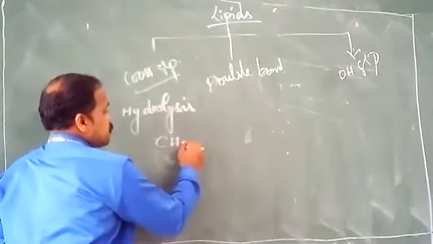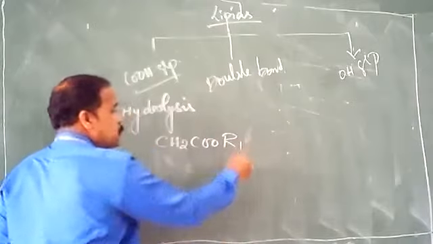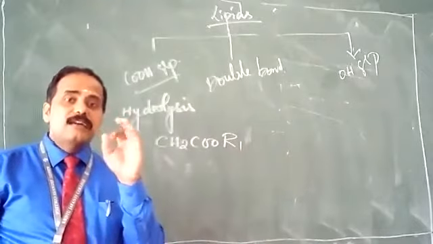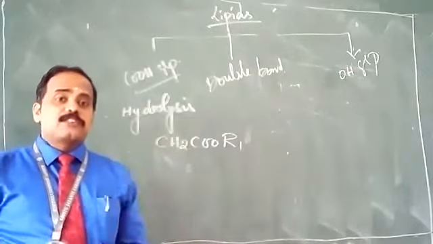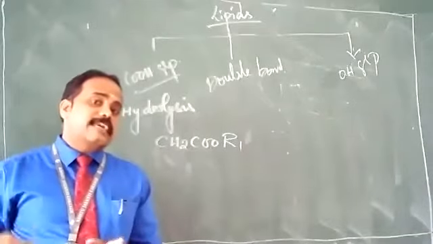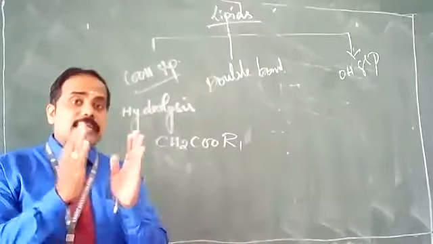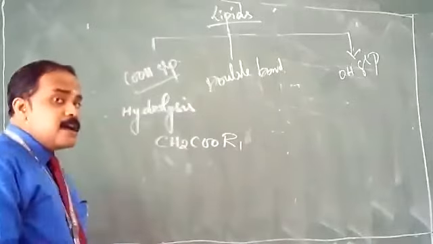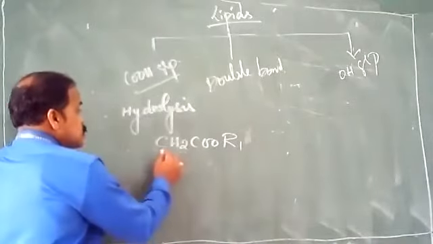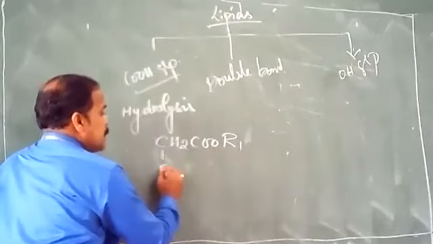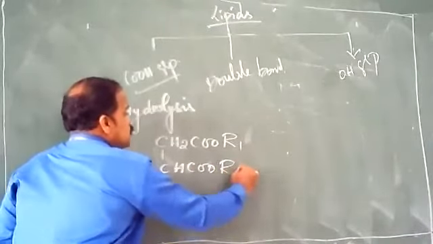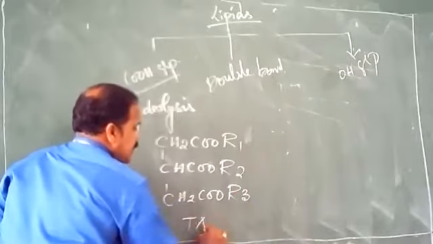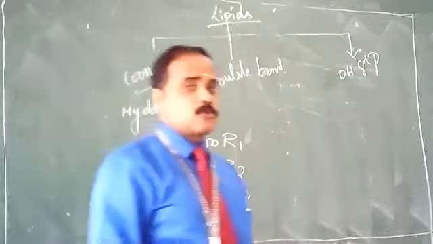So we can write the structure CH2COOR1. When you consider the structure of triacylglycerol, it consists of one molecule of glycerol and three molecules of fatty acids. Together they constitute the structure of triacylglycerol. Now I am going to the reaction of hydrolysis. How are fatty acids hydrolyzed? So CH2COOR1, CHCOOR2, then CH2COOR3. This is the structure of triacylglycerol, TAG.